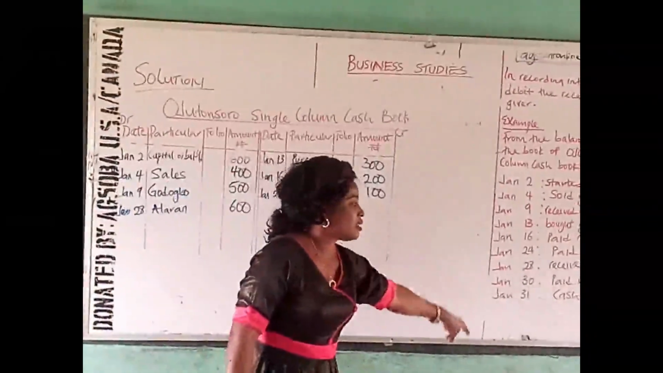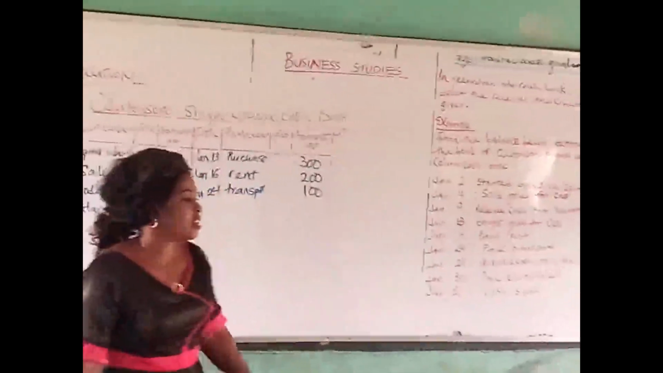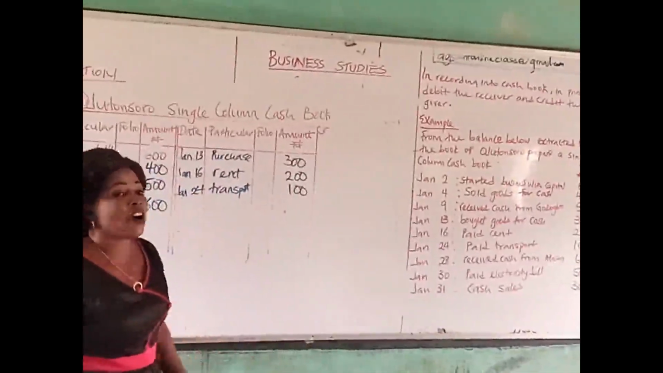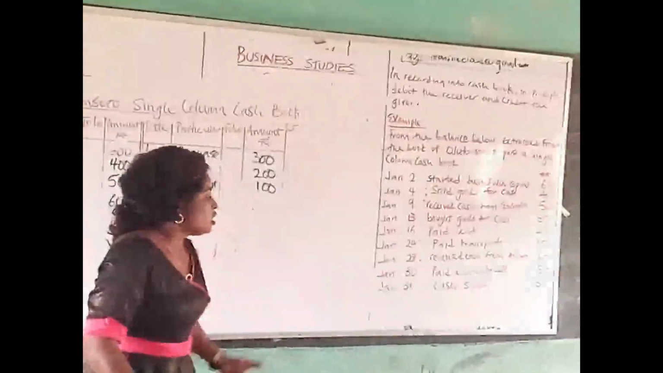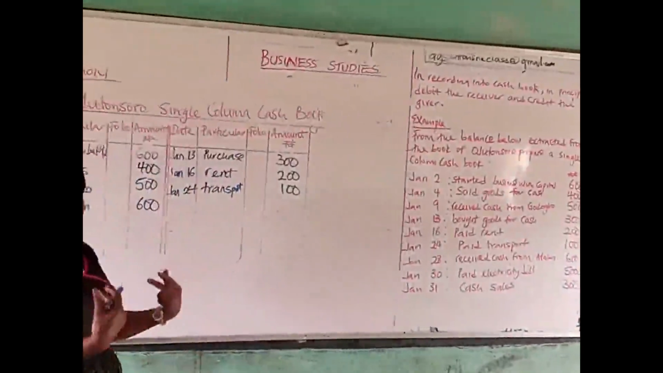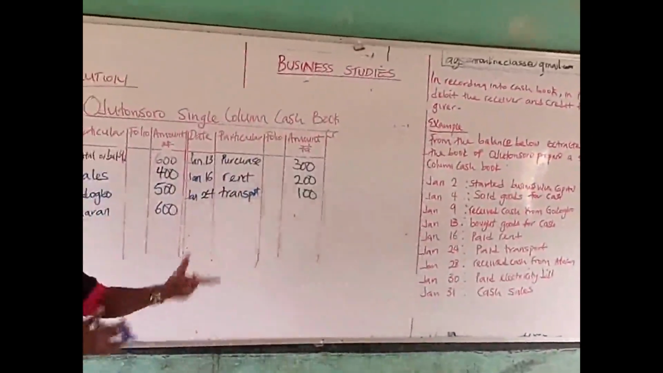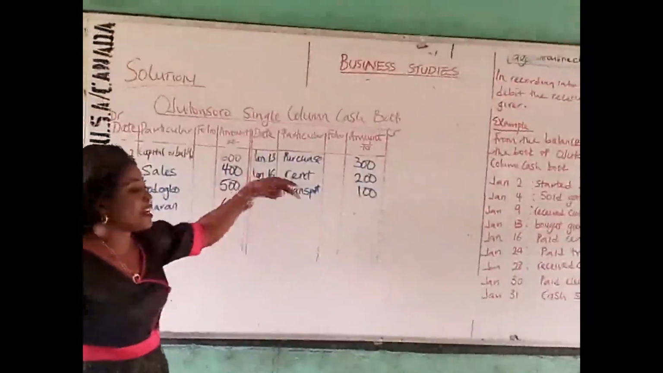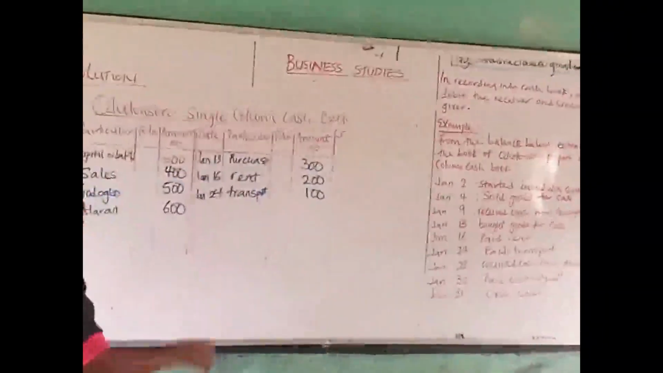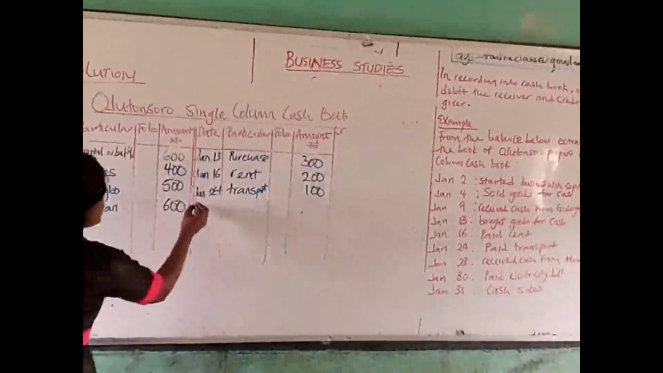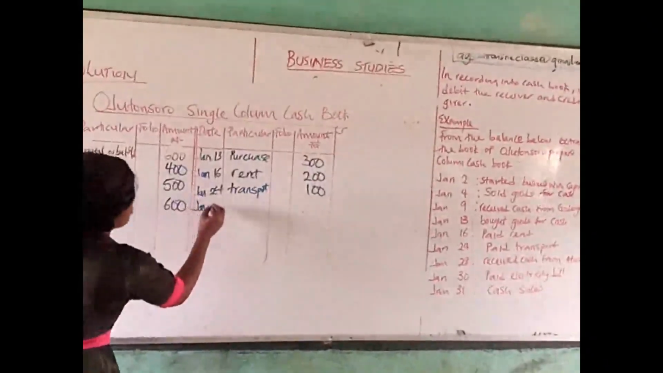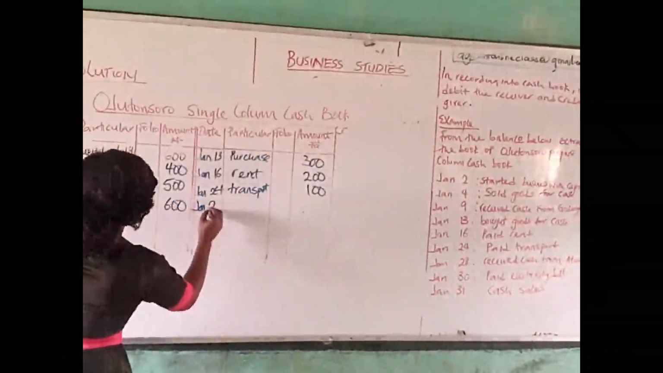Now to the next one. January 30. Paid electricity bill. You paid for your electricity bill in your shop. Did you receive that money or you paid the money out? Good of you. You paid the money out. So you are taking that to your credit side. January 30.